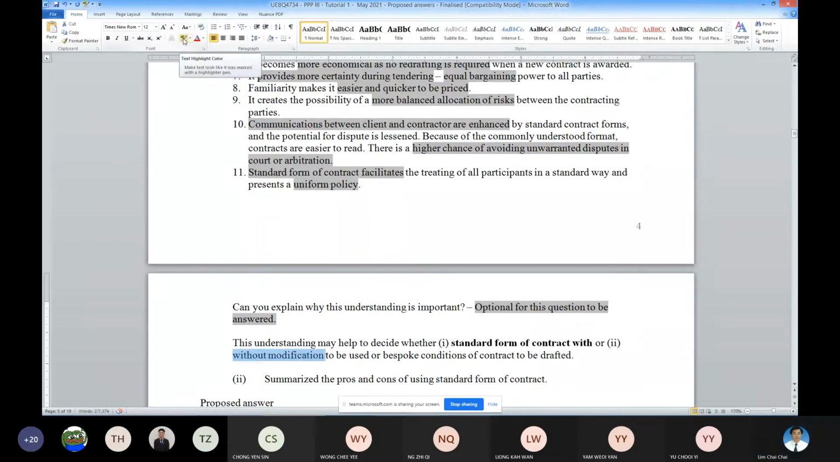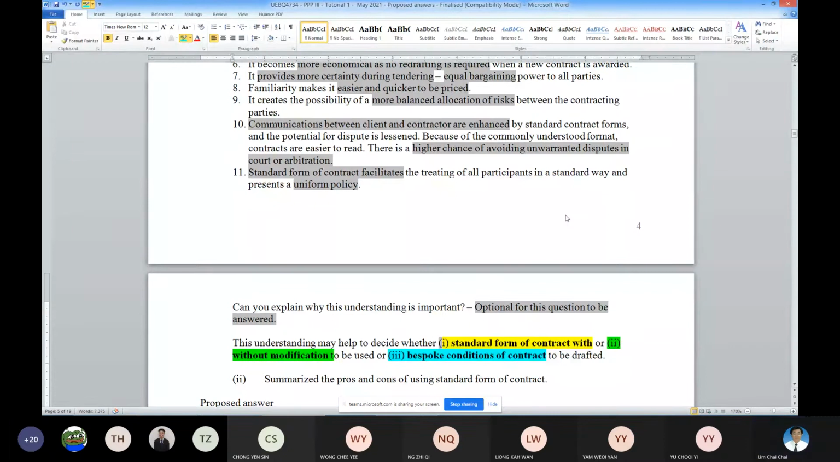And then you have your type 3, whether you want to create a bespoke condition of contract or not. So these are 3 types. So it's up to you. That's why when you understand them, then only you know which one to use. Okay, so that's why it's important to understand the above. This is type 1. And then this is your type 2. And then you have your type 3.